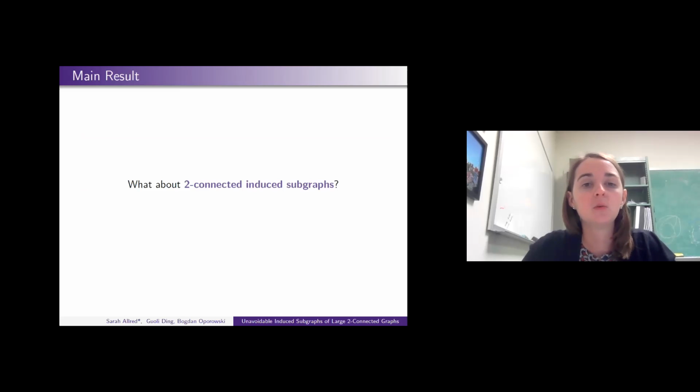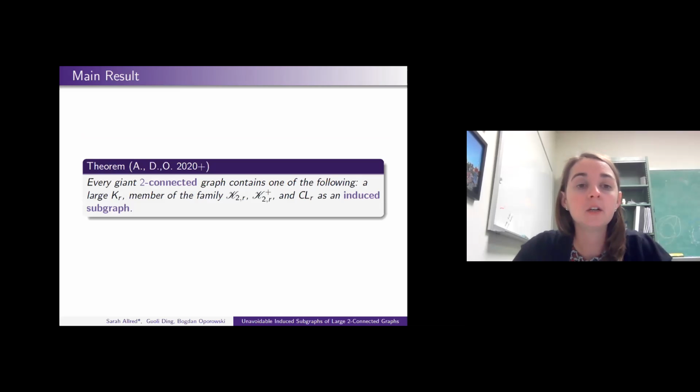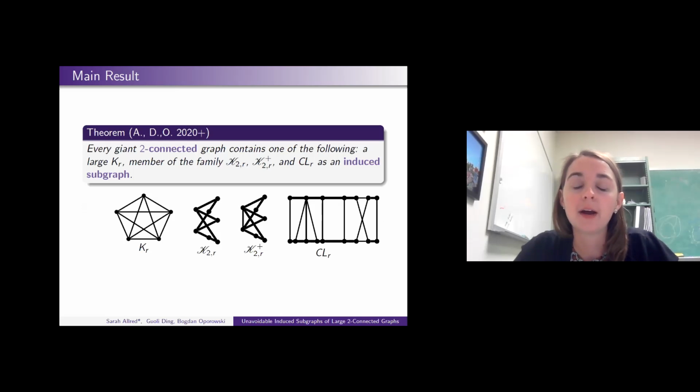So our question was, what if we drop back to two-connected graphs and we want to think about Ramsey's original relation of induced subgraphs? What can we say about that? It turns out that we can prove that every giant two-connected graph contains one of the following as an induced subgraph: a large complete graph, a member of the family script K2R, K2R plus, and CL. A CL is a clean ladder. So some of these things are new. I will give you the graphs here.